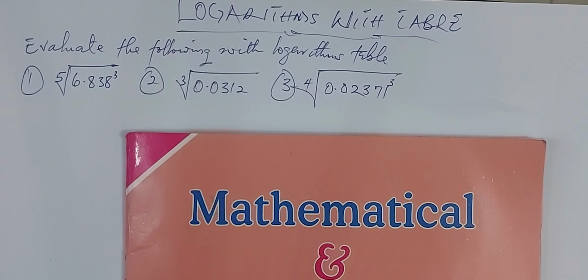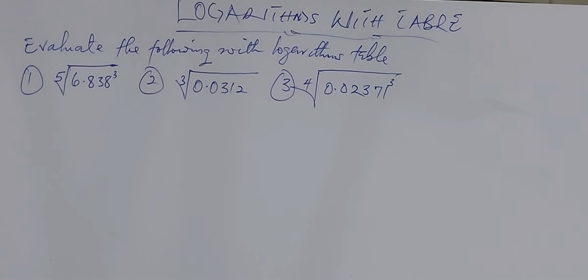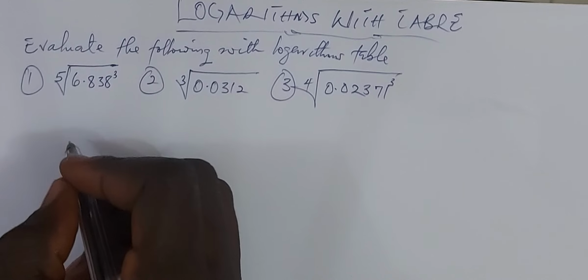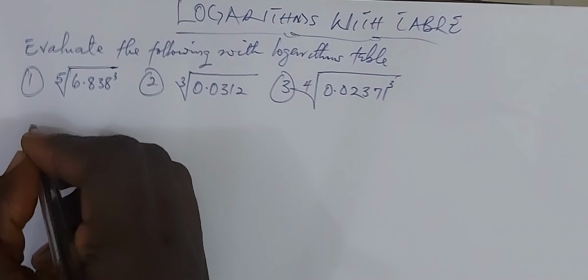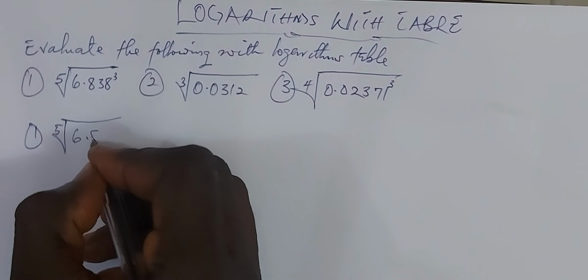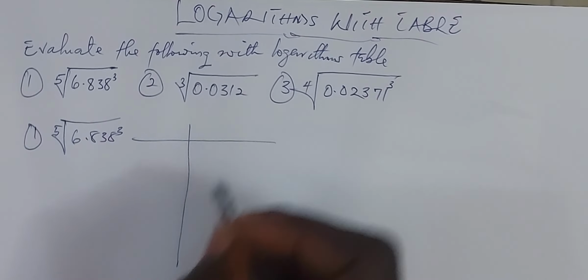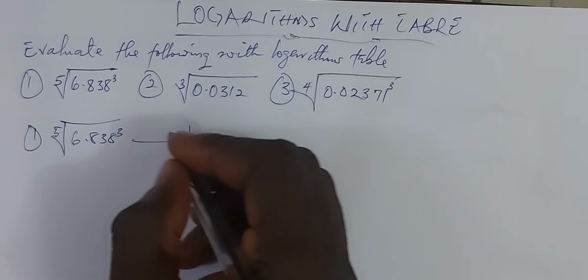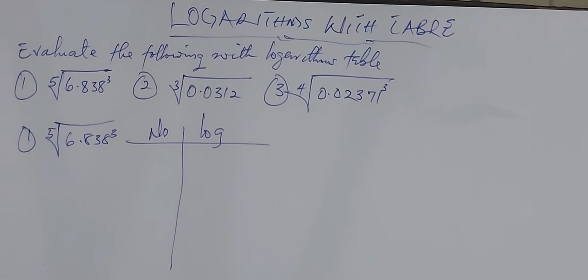We have questions 1 to 3. Let's get to them straight away. Number 1, we have the fifth root of 6.838 raised to the power of 3. So we draw our table like this. This is number and this is logarithm.